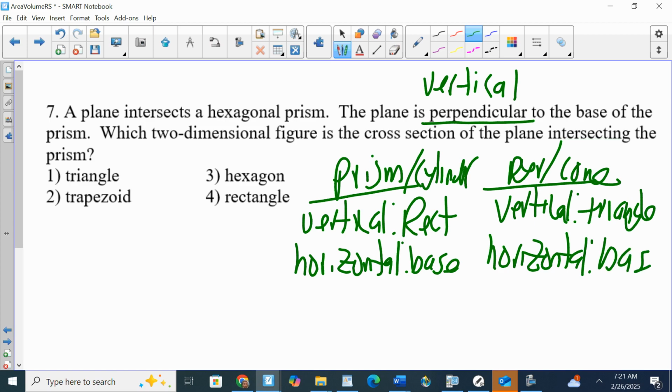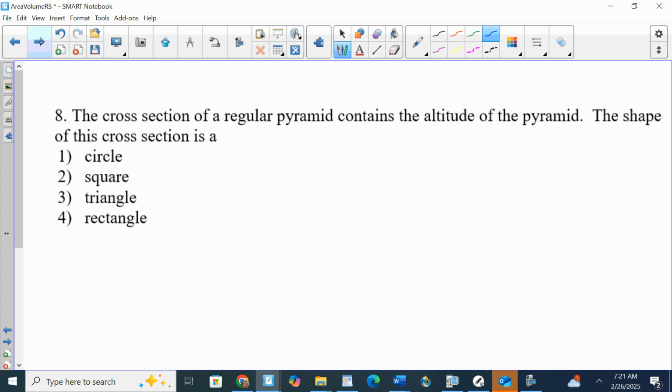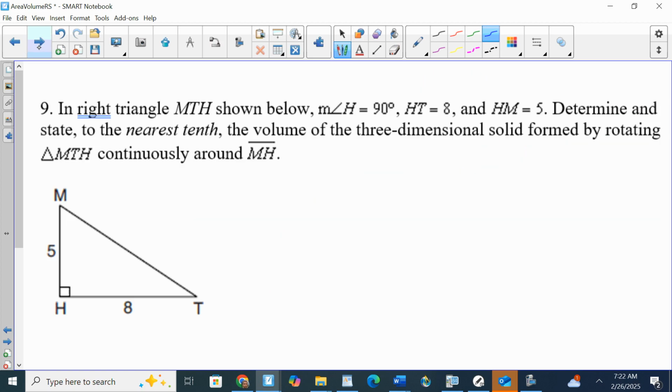So it's kind of a little cheat sheet here. And again, vertical meaning perpendicular, horizontal meaning parallel. So here it wants perpendicular to a hexagonal prism. That is a rectangle. If it said parallel, then it would be a hexagon. And if you want more help with cross sections, watch the cross section video where I bust out the Play-Doh and do all that.